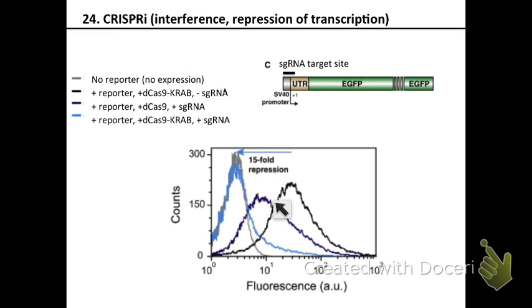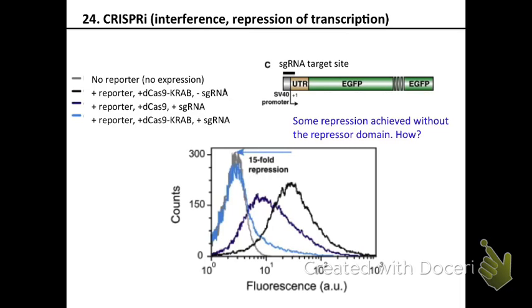And here's one more experiment. What they've done is target only the dCas9 without the repressor domain, with the sgRNA, and what you see is a reduction in the fluorescence, showing that the expression of the gene has been repressed to some extent, but not as much as when you had the CRAB repressor domain. Okay?